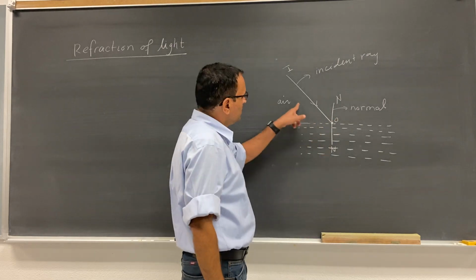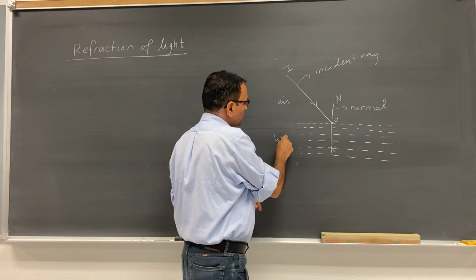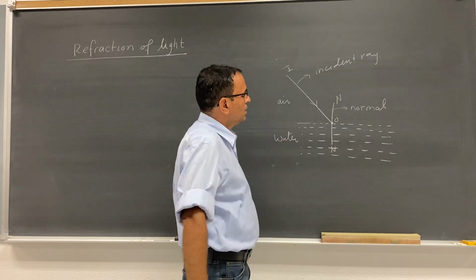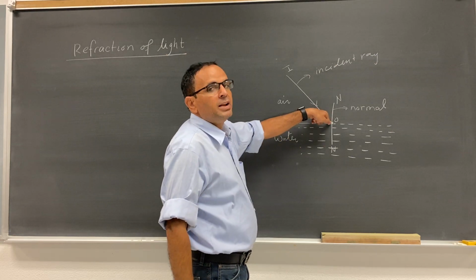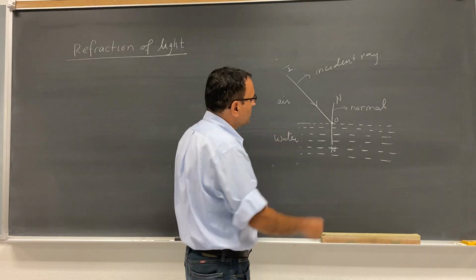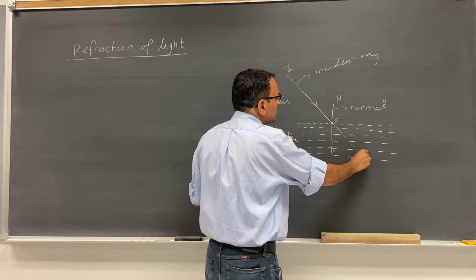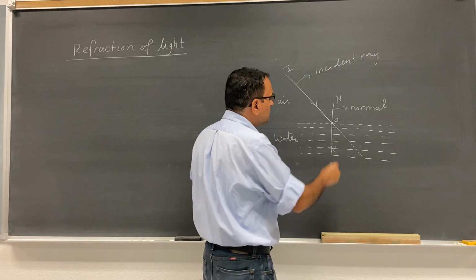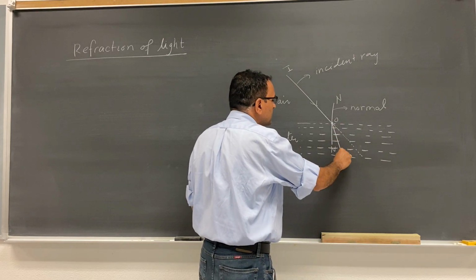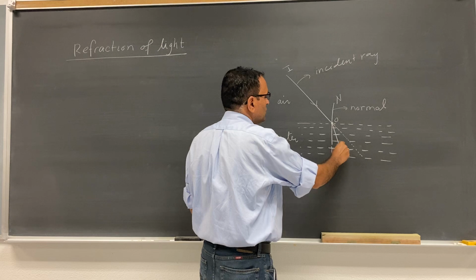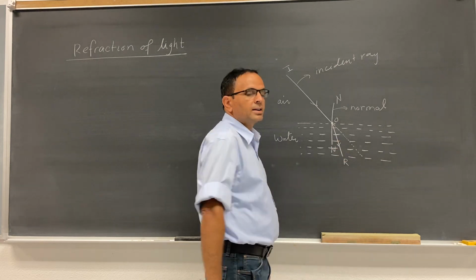At this point, look here, this is water. When the light enters here, the light bends because the velocity changes. It is supposed to go in a straight line like this, but it doesn't. It bends here like this. So this OR is your refracted ray.